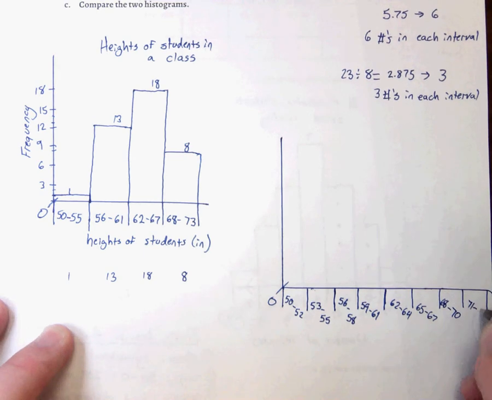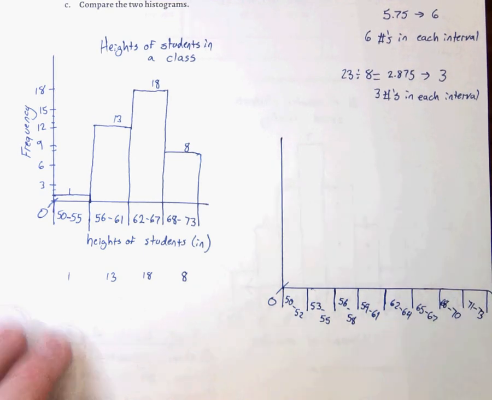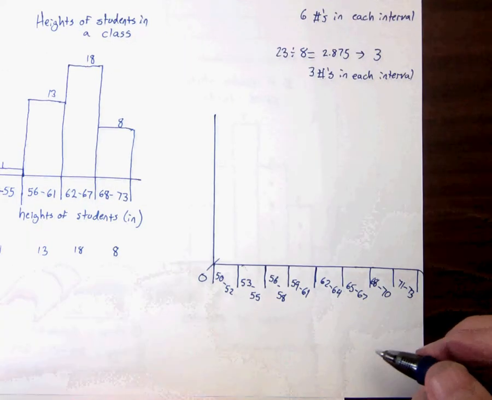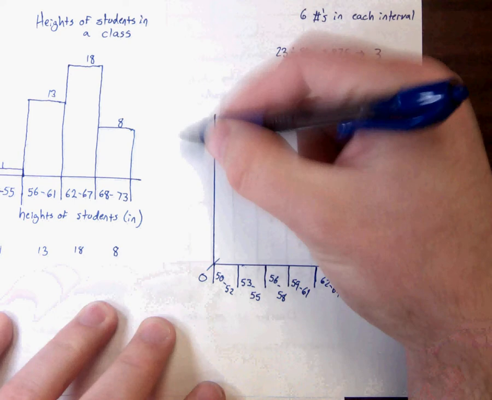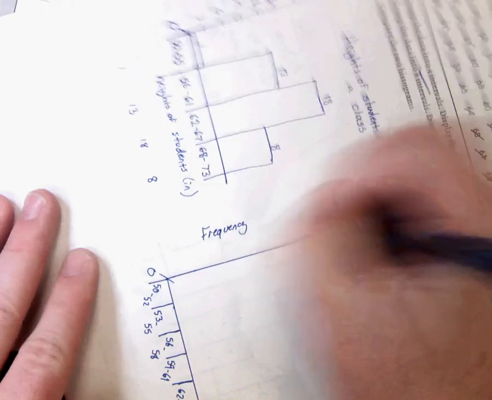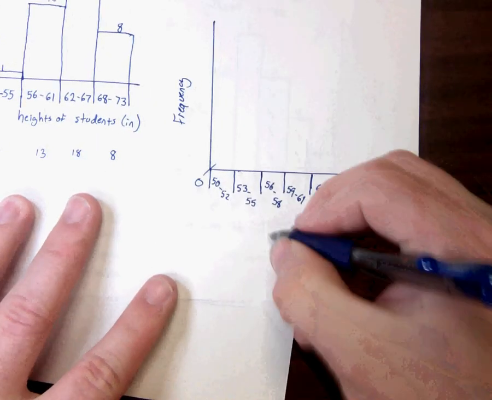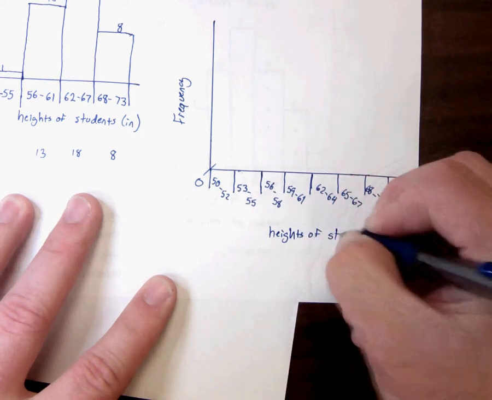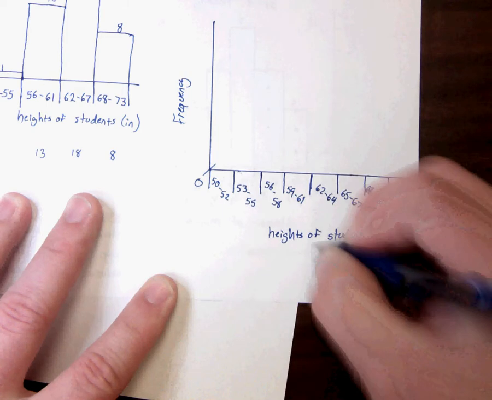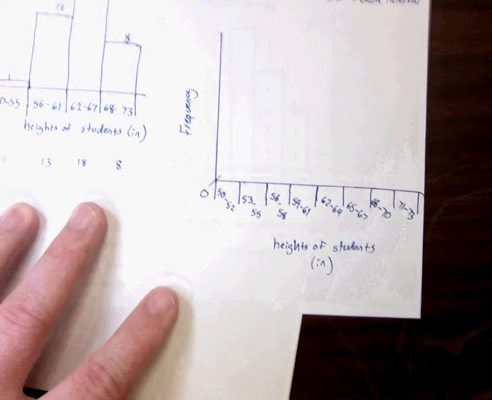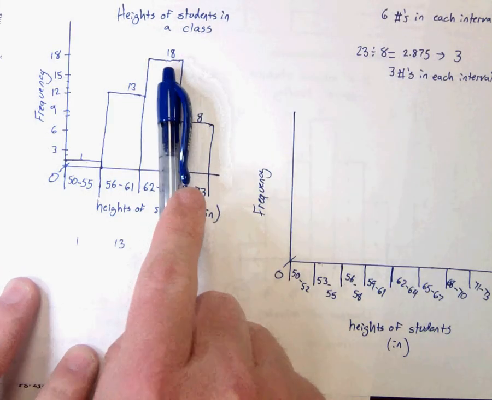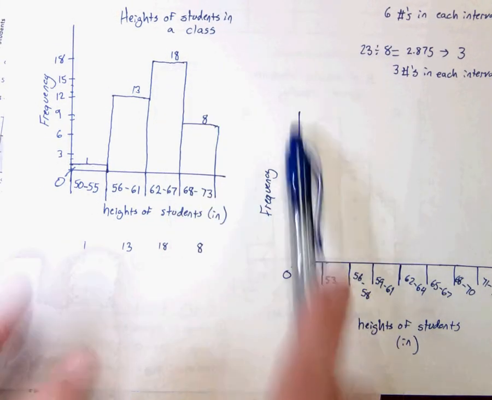Next, we need titles. So again, this side will be the same, heights of students in inches. Now, here I know that my highest interval was 18, so it's a safe bet that it would probably be the same, but you probably should still count. Now, to save time, I'm going to show you what they would be anyways.